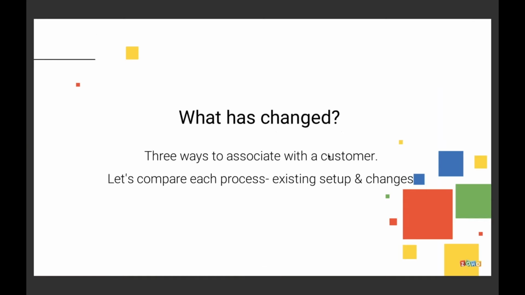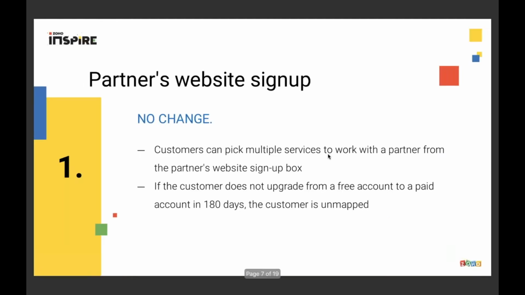So what has changed? There are three ways in which you can associate a customer. Let's compare each process with your existing setup and what are the changes. The first method is the partner's website sign-up box.